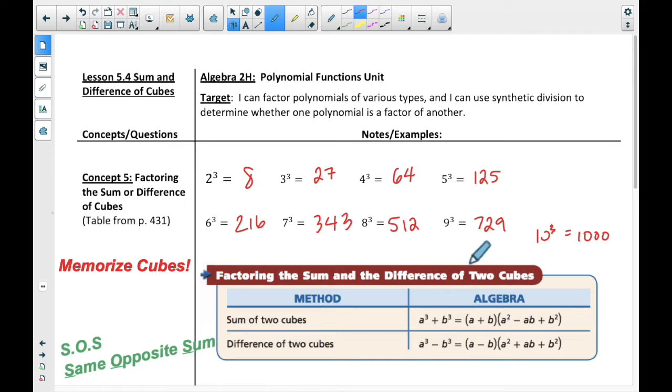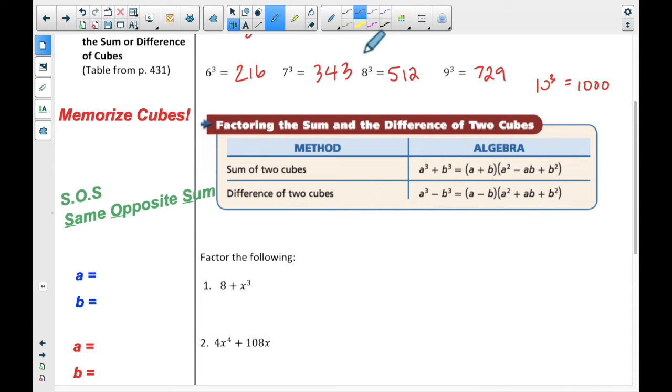Okay, so why we need these is for factoring cubes. And we have two different kinds that we're going to be working with: the sum of cubes and the difference of cubes. So sum, obviously we're adding. Difference, we're subtracting. And these are the formulas, and you really do need to memorize these formulas. And so how are you going to do that? Because there's a lot going on there.